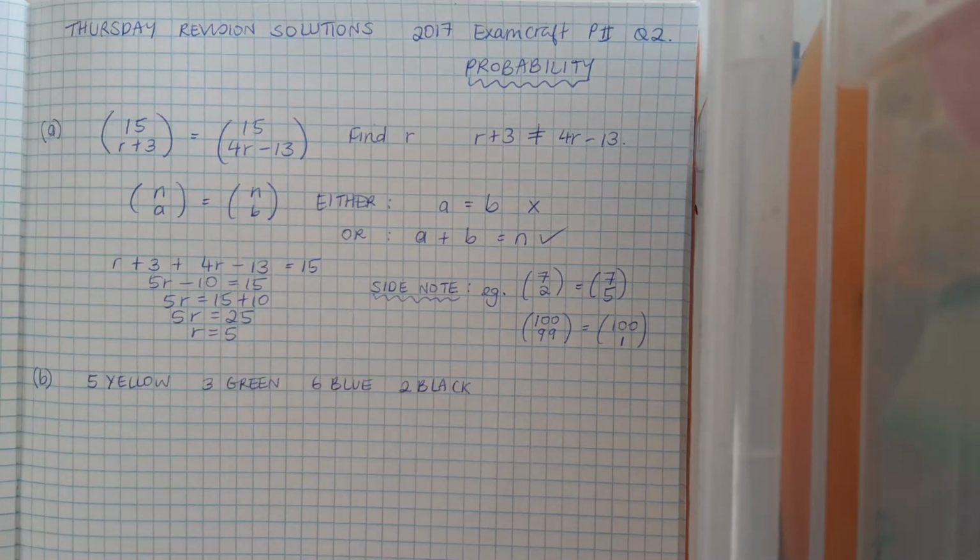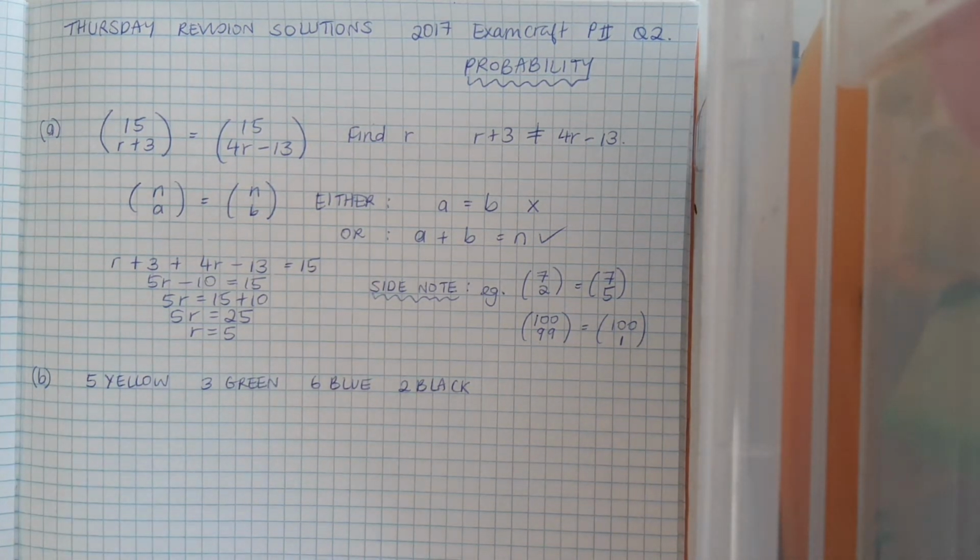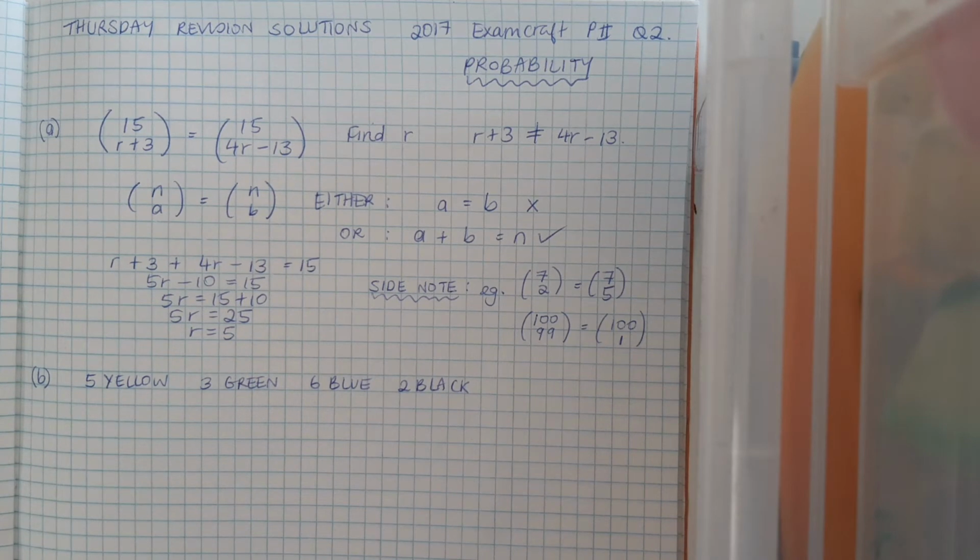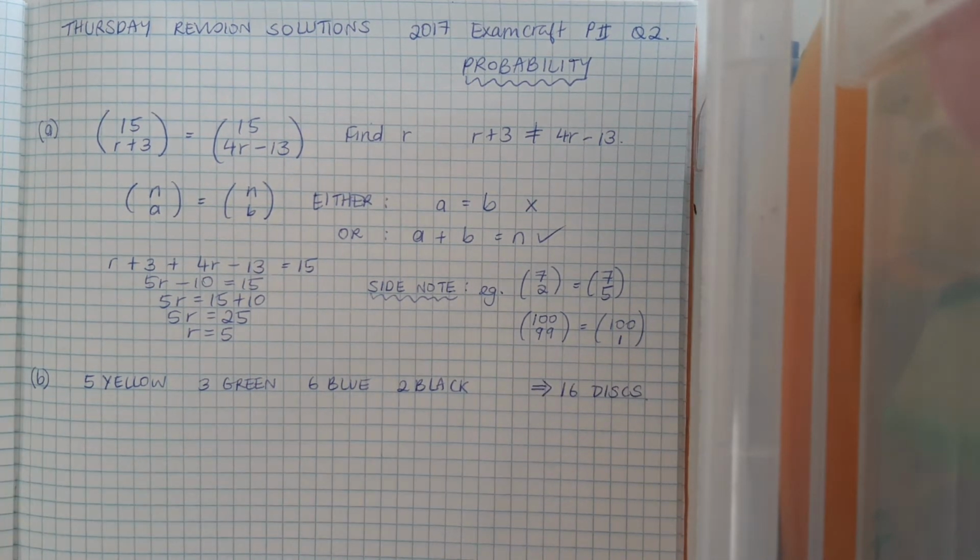Okay, moving on to part B. Part B is a few sections, and in these questions we have a bag of discs, 5 yellow, 3 green, 6 blue, 2 black, and we want to make selections from the bag of discs. It's a good plan to note first of all how many discs there are in total.